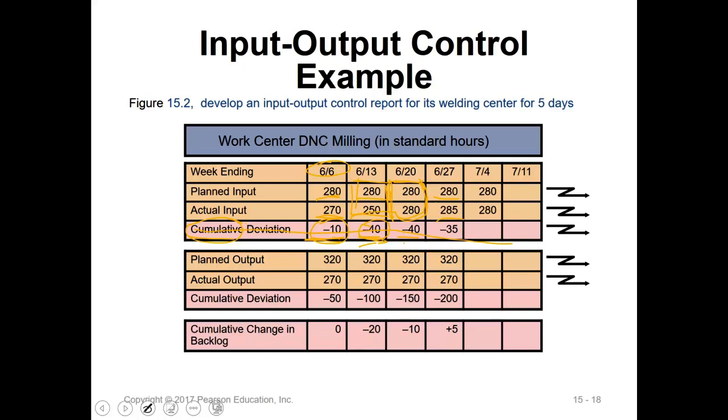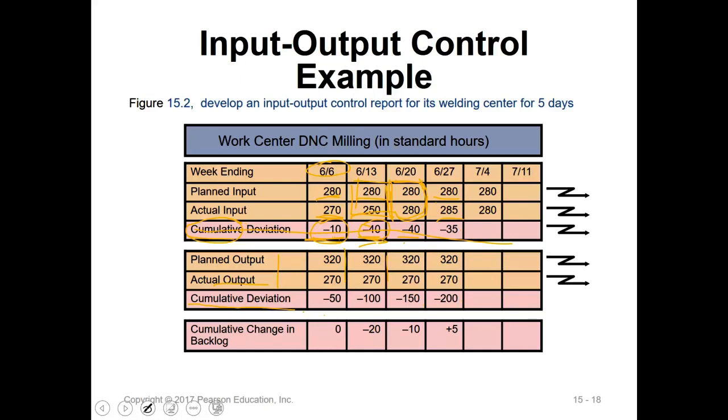And for the output, same. They also have the cumulative deviation. Here, the first week it is negative 50, and the second week it is negative 50 as well. So we end up with negative 100. And the third week is another 50. And then every week added together is negative 200.